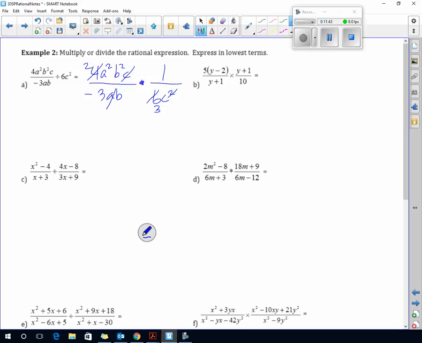2ab over negative 9c. Now technically, because this is a monomial, you can place the negative wherever you want. You can put it on the top, you can put it on the bottom, or you can put it beside the fraction line. It doesn't matter.